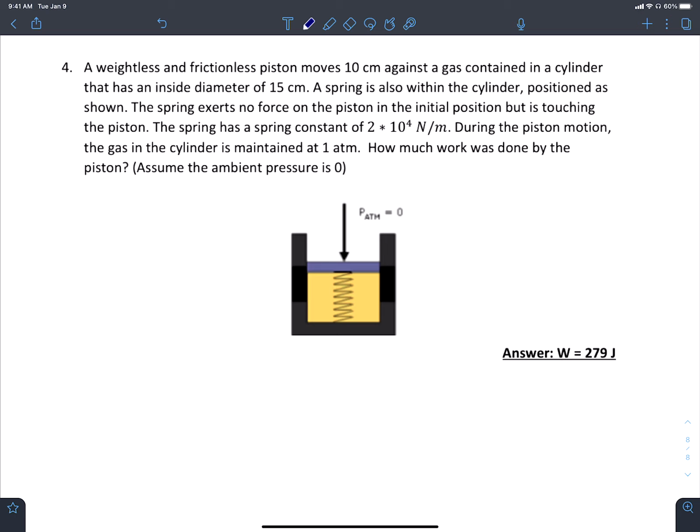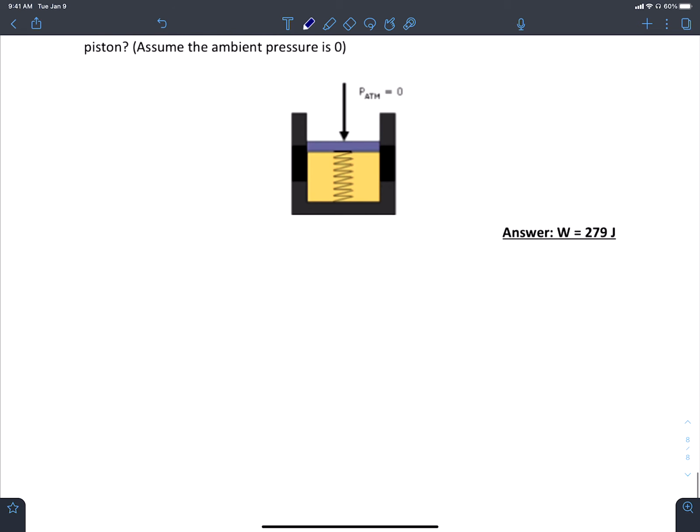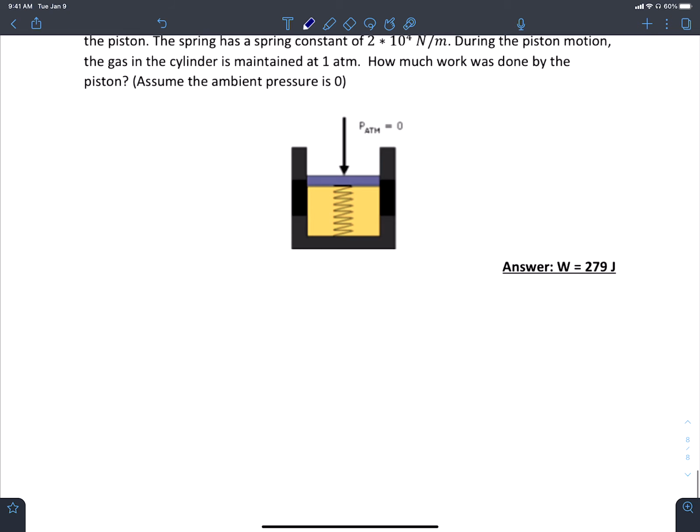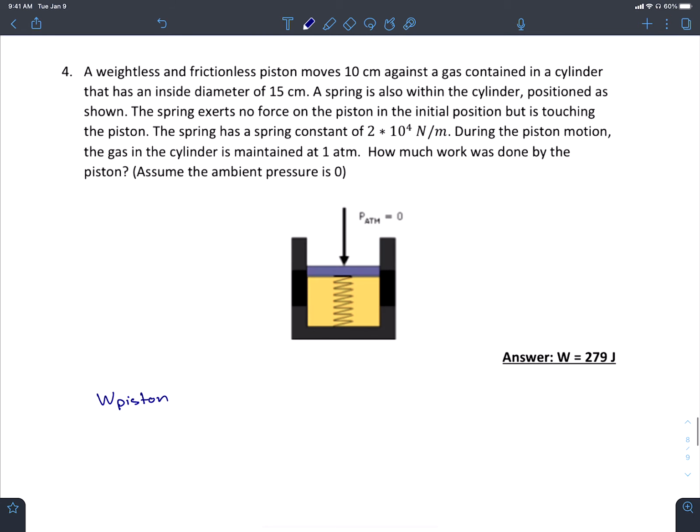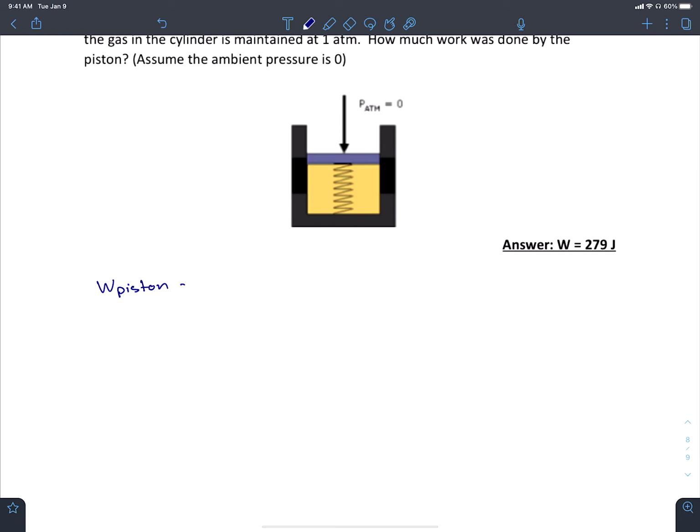Anyway, okay, so let's go on to problem number 4. For problem number 4, I'm not going to worry about states because we do have states, but I like to break work problems up into just defining the work. So W piston is the work that the gas does onto the piston plus the work of the spring.